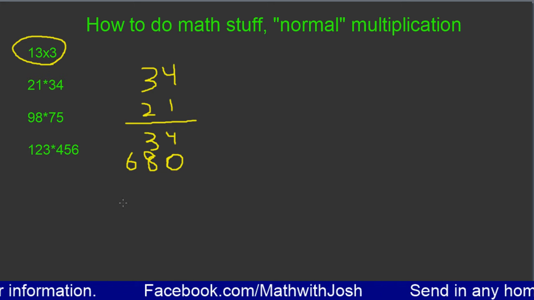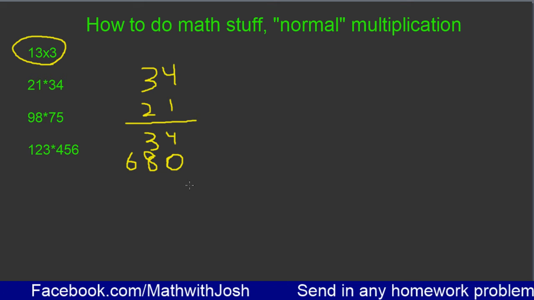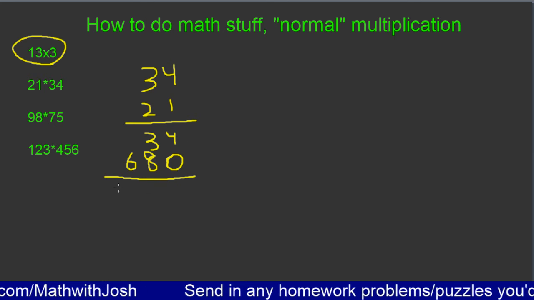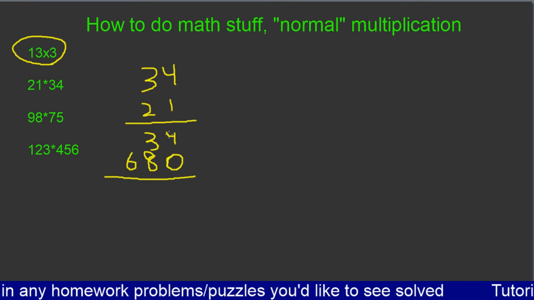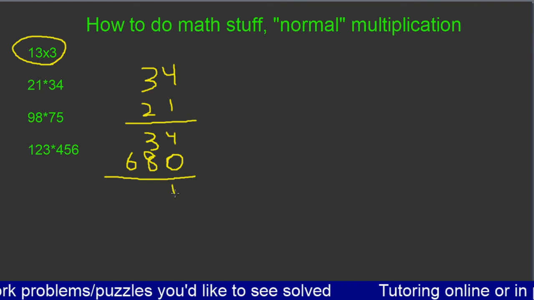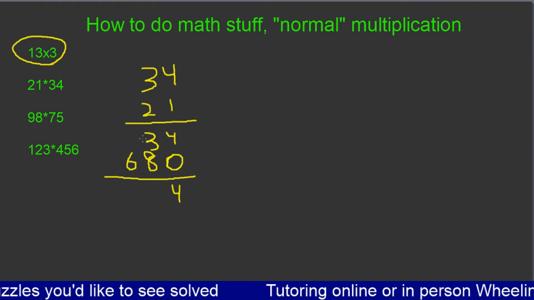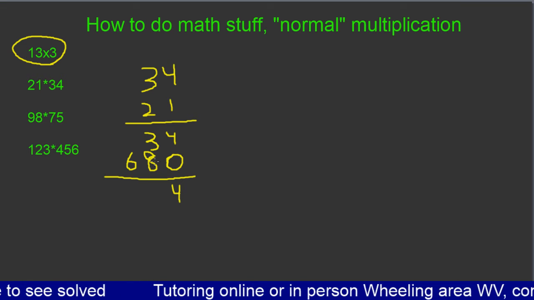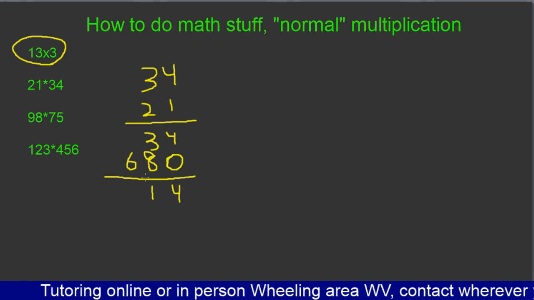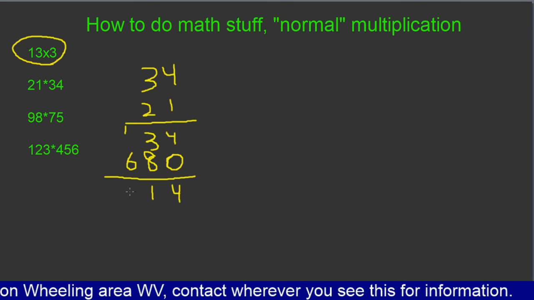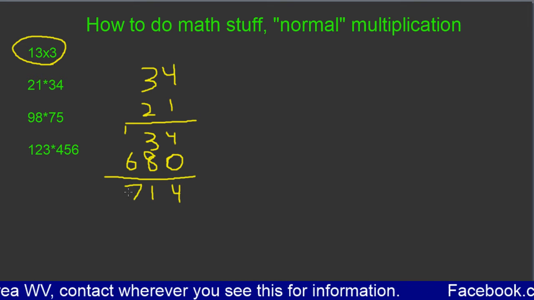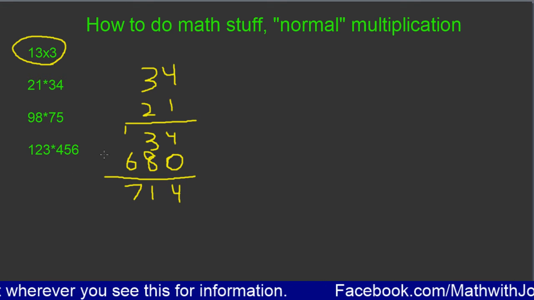But once you've done all your digits, you now add whatever is down here. So we're adding 34 and 680. 4 plus 0 is 4. 3 plus 8 is 11. Just like normal addition, we write the 1 here. The 1 carries. And 1 plus 6 is 7. So 714.